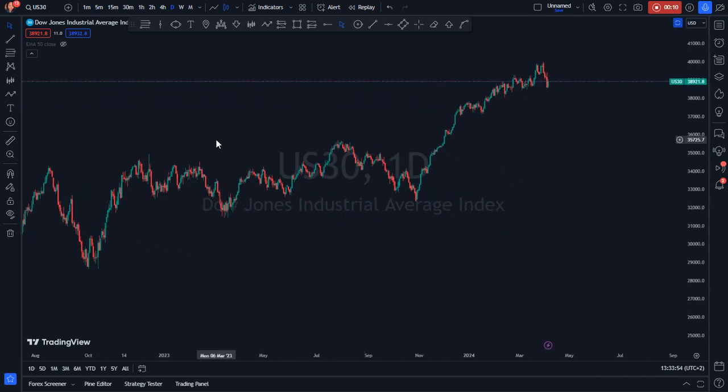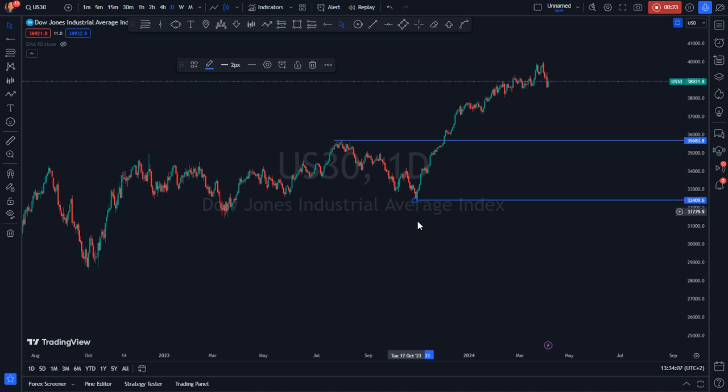Okay guys, so US30 is more like the same as NAS 100, because we can see this was the last push to the upside. The market created this high, and then it went all the way down to create this low right here.